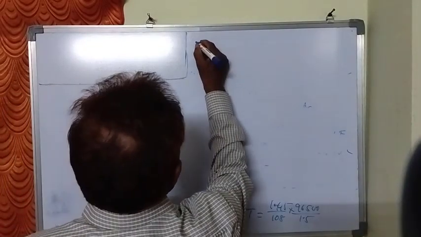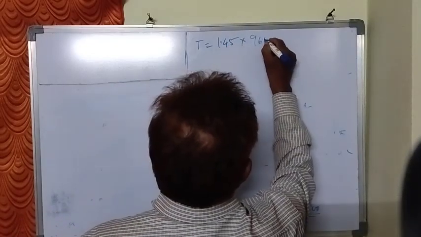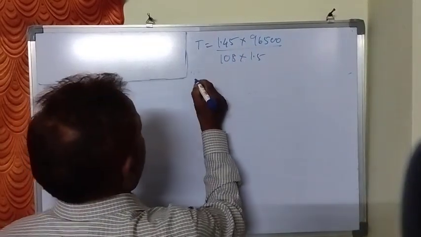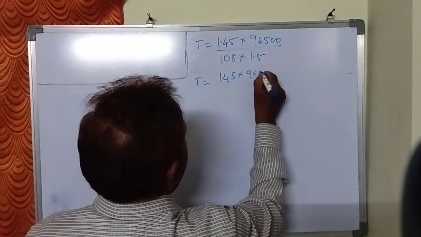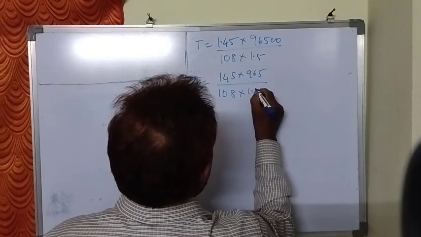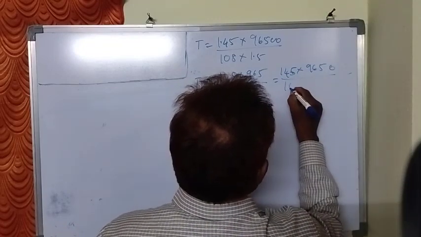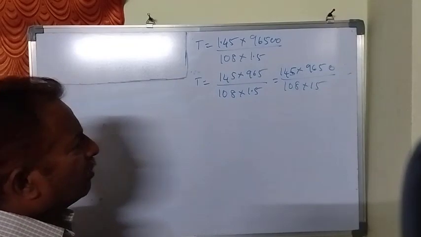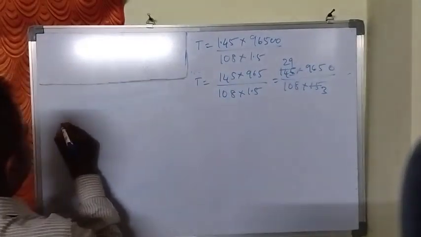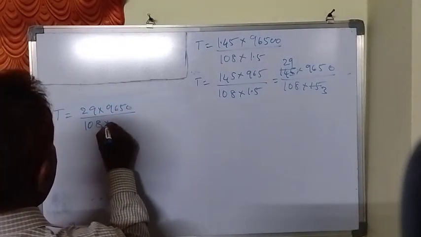So here T equals 1.45 into 96,500 by 108 into 1.5. If you multiply 145 into 965, two zeros are here, therefore the decimal can be removed. This can be written as 145 into 9650 by 108 into 15. Now 3 fives are 15, 5 times 29 is 145. So what is left? T equals 29 into 9650 by 108 into 3.